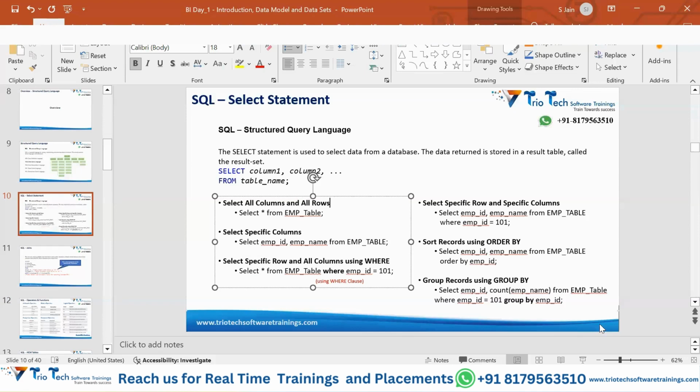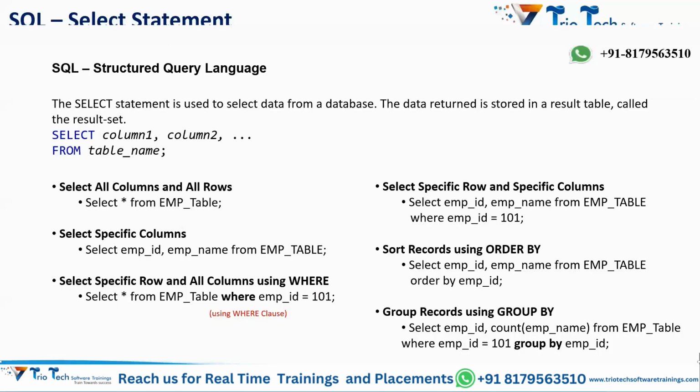In that case, how are we going to write the query? This is the format that we will write the query: SELECT * FROM table. This is the table. From this table, we are fetching all rows and all columns. So star represents all rows and all columns.